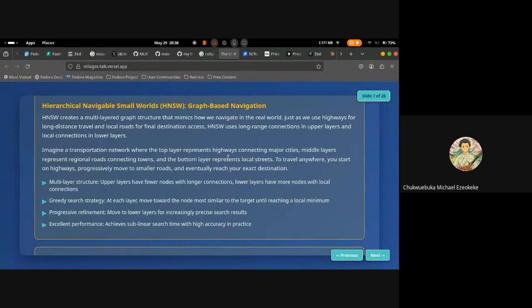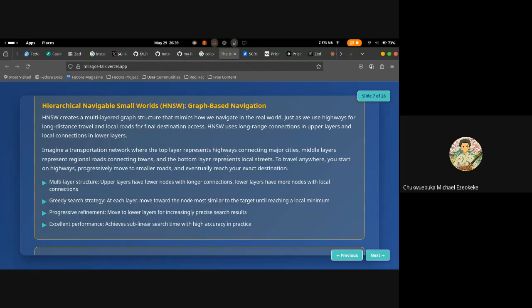Imagine a transportation network where your top layer represents highways that connect major cities, your middle layer represents regional roads that connect towns, and the bottom layer represents local streets. If you want to travel anywhere, you start on the highway, then move to smaller roads before you reach your final destination. HNSW has a multi-layer structure where the upper layers have fewer roads with longer connections, and the lower layers have more roads with local connections. Another concept in HNSW is a greedy search strategy.